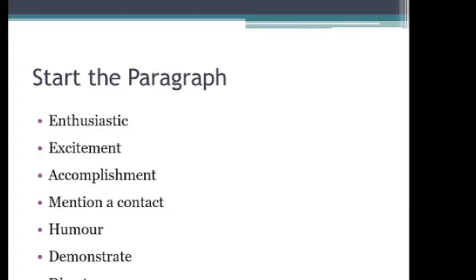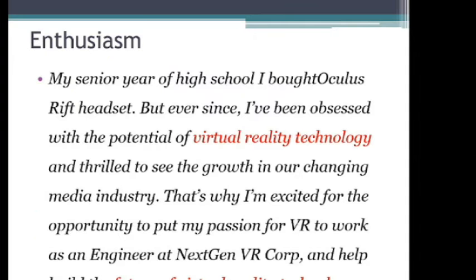You can start the paragraph with an excitement. For example, you can say, we are so happy to have the product delivered to us in time in the quoted way. So these are certain ways in which you can start the paragraph. Now when you say enthusiasm, here is an example of the starting of a letter.